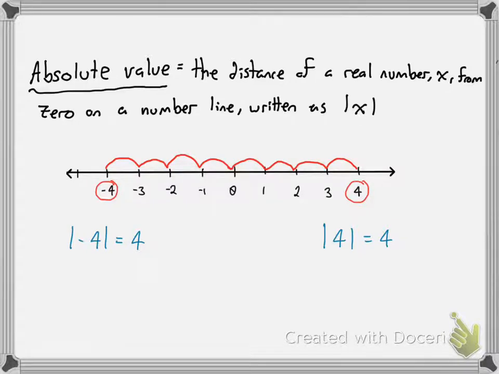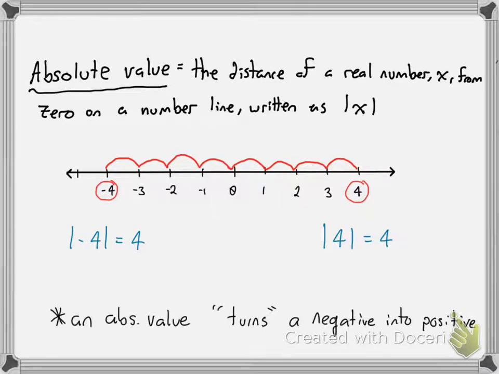So a simplified way that some people might try to look at this, or at least what I do, is an absolute value, quote unquote, turns a negative into a positive. So it'll keep positive values positive, it'll turn a negative value inside of it into a positive value.